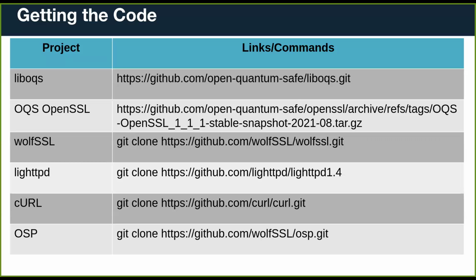So let's talk about getting the code. Right, okay. So for libOQS, all of this stuff is available online. So these are just links to the various GitHub repos where you can download all the source code. Everything's just git cloned out of there. For the OQS OpenSSL, we use a special snapshot. So instead of using git clone, you can just download that link and then just unarchive it.